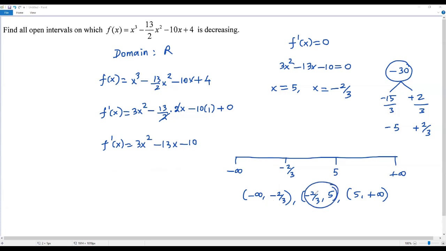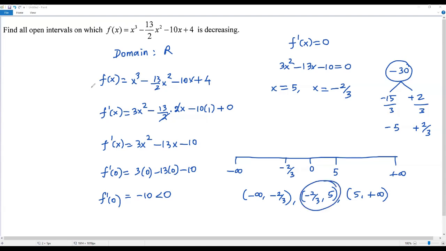Now let me consider the second interval. Let's take a random value in it. Obviously it's 0, because 0 is between a negative value and a positive value. Now I plug 0 into f prime of x. 0 squared is still 0, and negative 13 times 0 is 0, so I get f prime of 0 equals -10, which is less than 0. Since the first derivative is negative in the interval (-2/3, 5), the function f of x is decreasing in this interval.